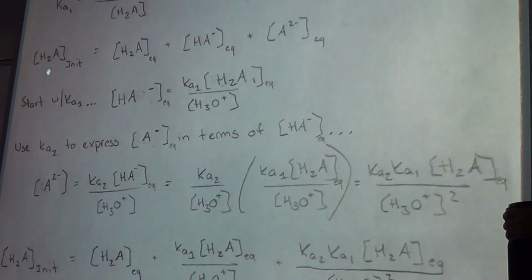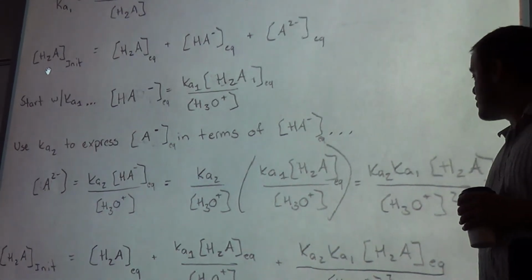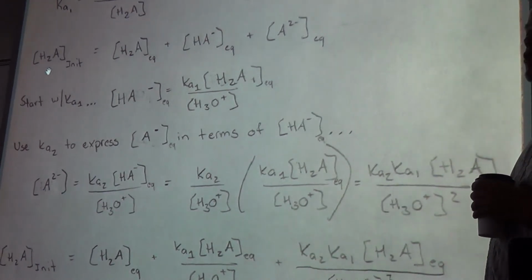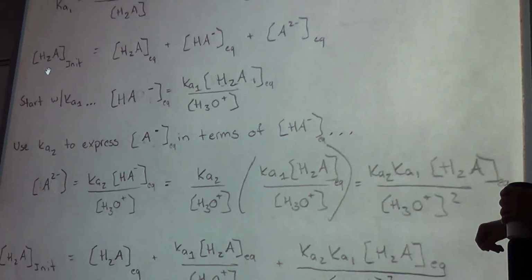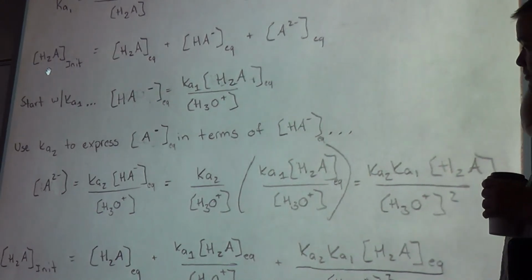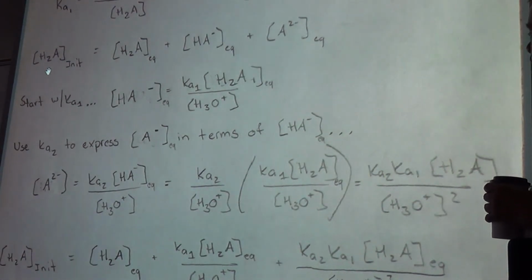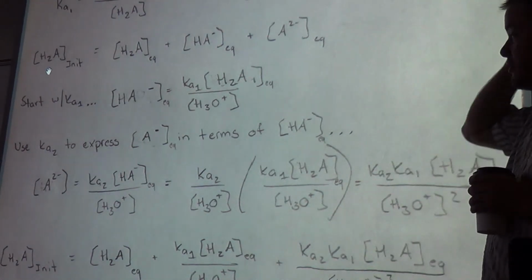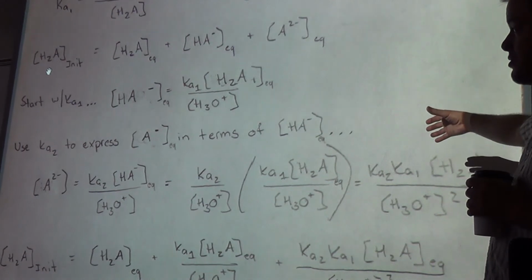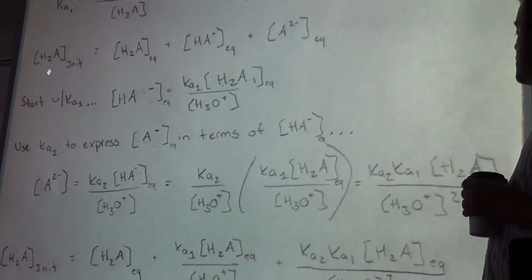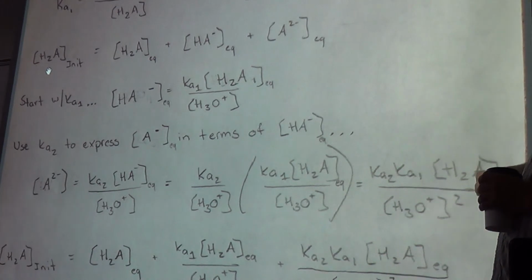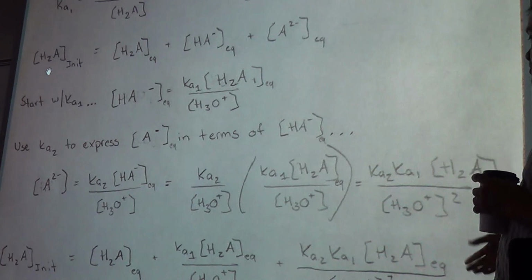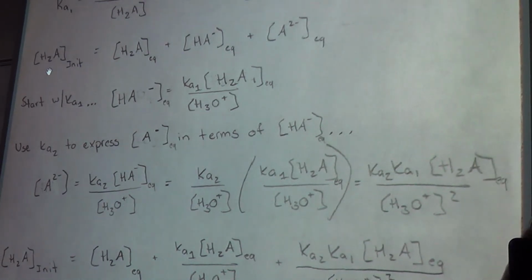So we can express the concentration of A2- as Ka1 times Ka2 times the equilibrium concentration of H2A over H3O+ squared. And so now we have an expression for the total concentration of the molecules in terms of just the equilibrium concentration of H2A and conc H3O+, which we can obtain from the pH.